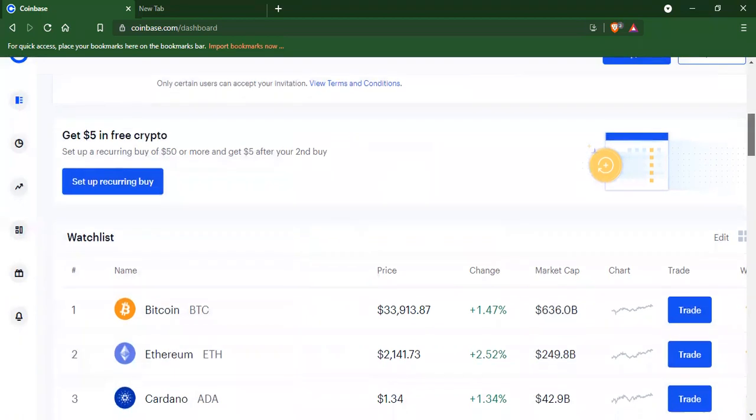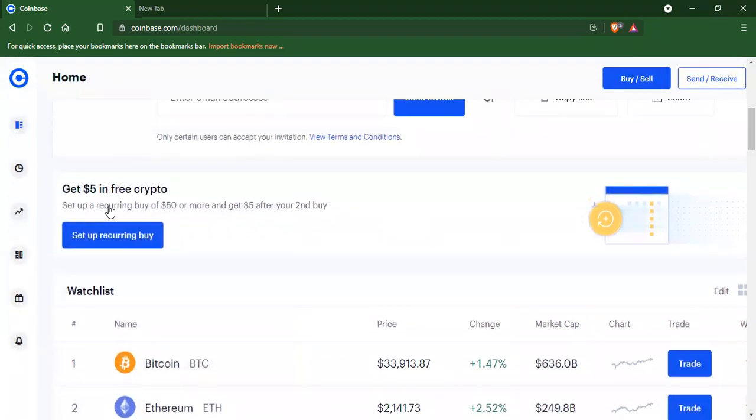Yeah, so when you use your DCA, you're going to get $5 in free crypto as well. Set up, as you can see, a Coinbase DCA of $50 or more and get $5 after your second buy. So you might set it to weekly or even daily, so you might get it the second day. And all of this free money, who knows, it might compound one day.